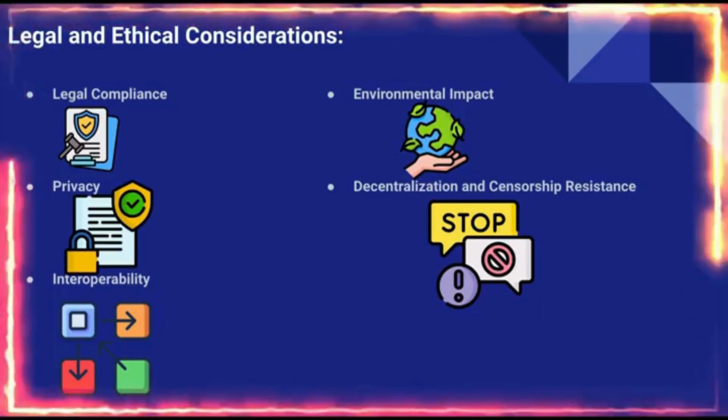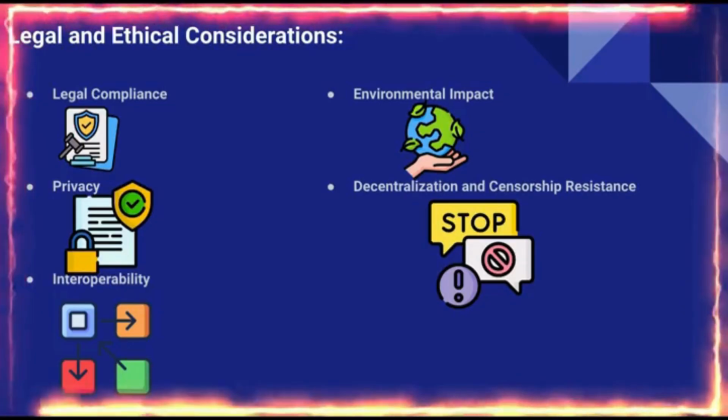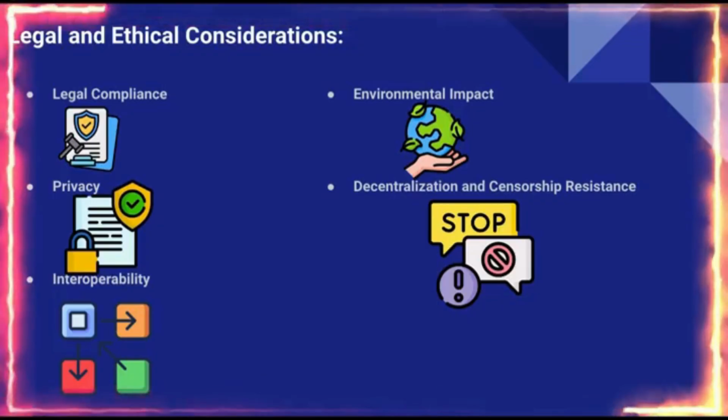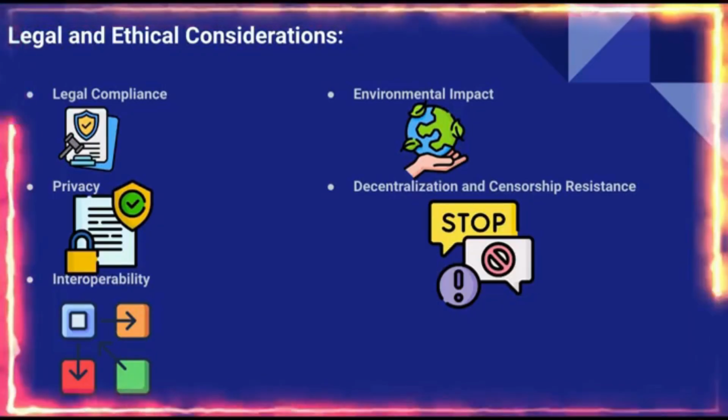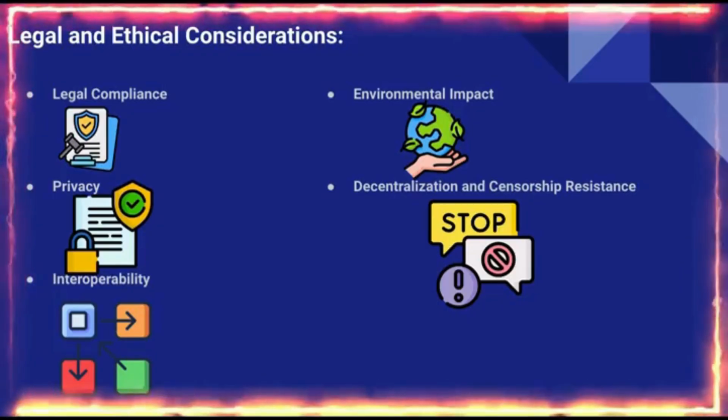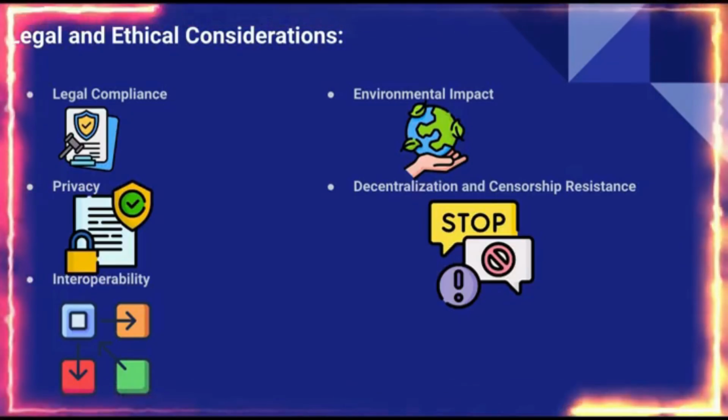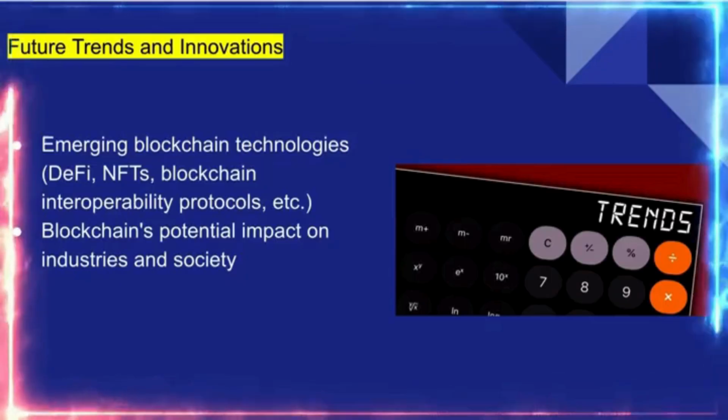Decentralization and censorship resistance. Ethical considerations include maintaining the principles of decentralization and censorship resistance, as those are often more needed from the blockchain technology.